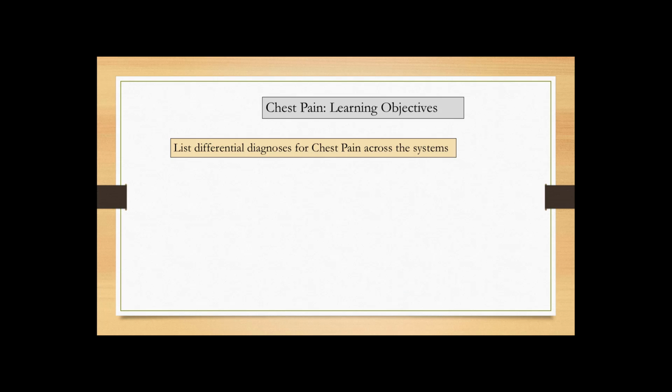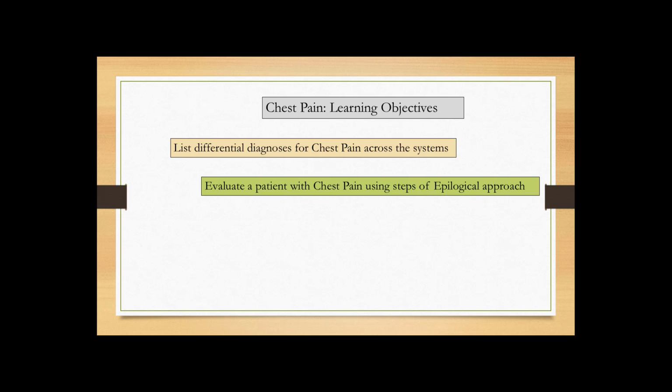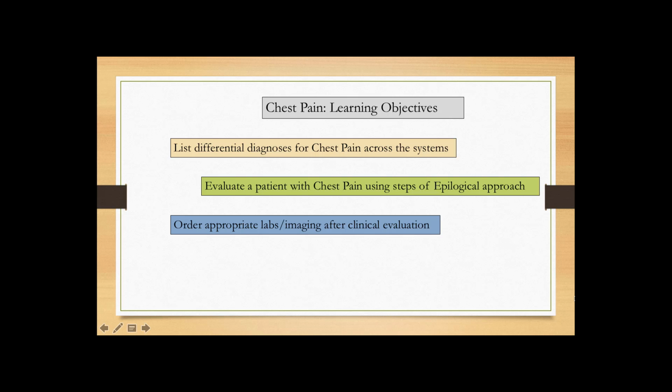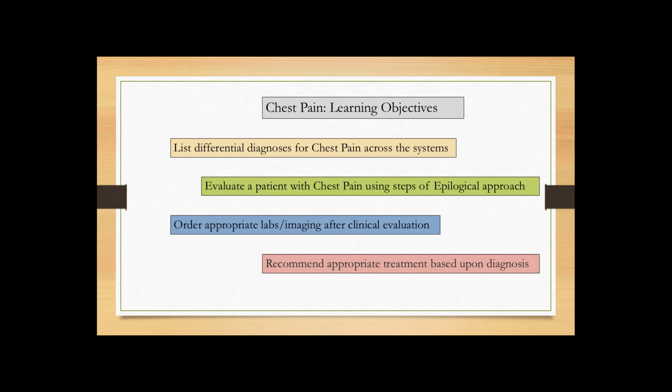Welcome to chest pain. The objectives of this talk are that we should be able to list differential diagnoses for chest pain across the systems. We should be able to evaluate a patient with chest pain using 4 steps of an etiological approach, and we should be able to order appropriate labs and imaging tests for clinical evaluation. Lastly, we should be able to recommend treatment based upon our diagnosis.